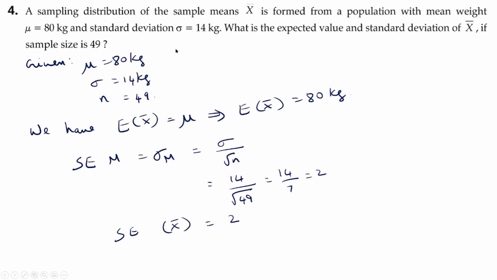Here we have a question. Similar question was asked in the sample paper. The sampling distribution of sample mean x bar is formed from a population with mean weight mu 80 kg, standard deviation sigma 14 kg. What is the expected value and standard deviation of x bar if sample size is 49? Now we know expectation of x bar is given by mu. So expected value of x bar is again 80 kg. Then the standard error of mean is given by sigma by root n. Sigma they have given 14 kg upon root n, n is 49. 14 by root 49 is 2. So the standard deviation of x bar is 2.